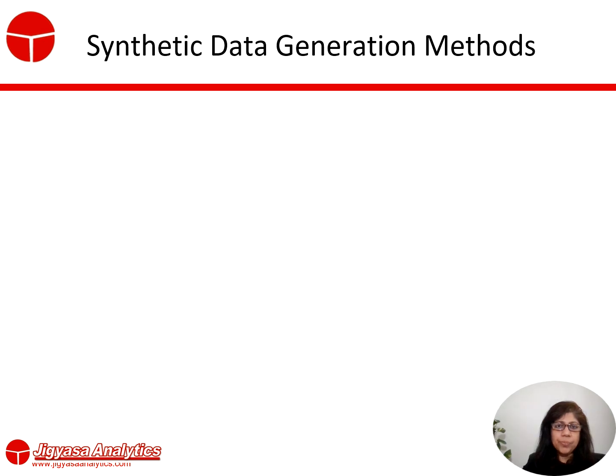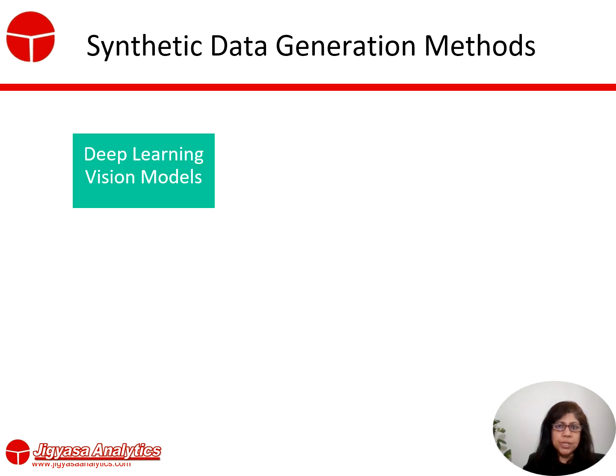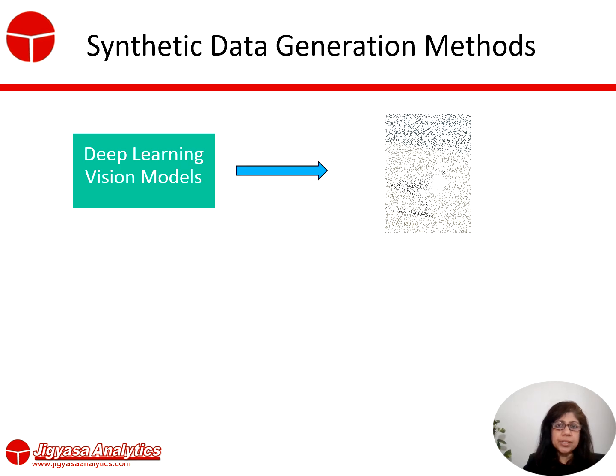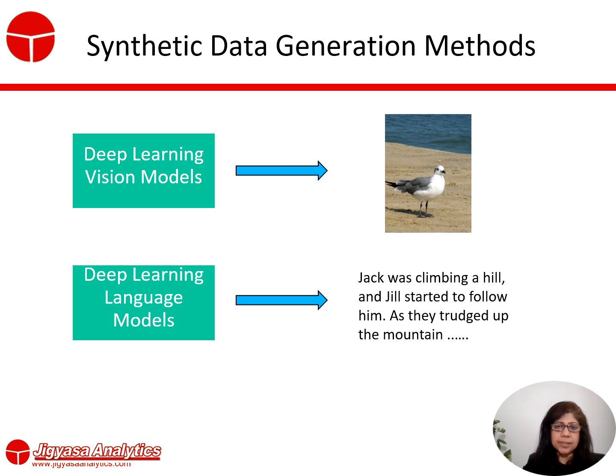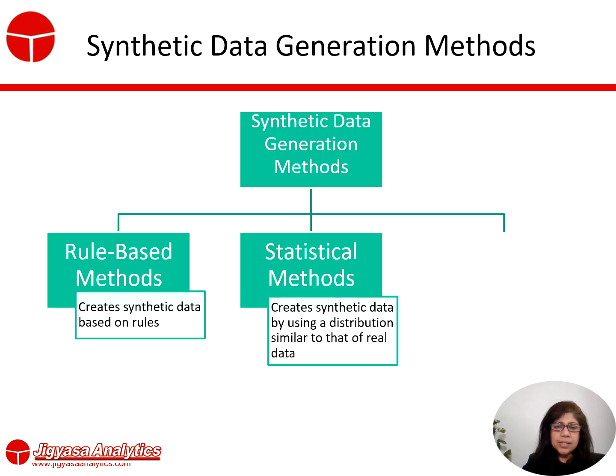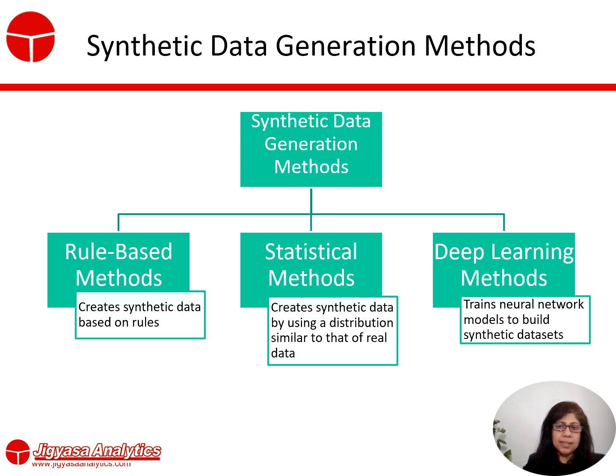For a few years now, deep learning vision models have been used to generate new images. More recently, we have seen examples such as ChatGPT, where deep learning language models are being used to generate new textual content. The success of generative AI in creating realistic new images and useful text has led to a great deal of recent research in harnessing the power of deep learning methods to create synthetic tabular data. These methods train neural network models to build synthetic datasets.